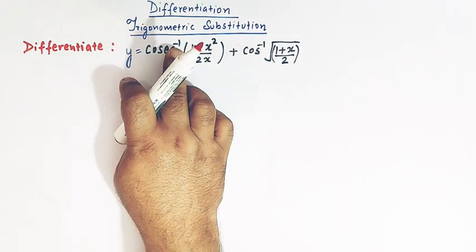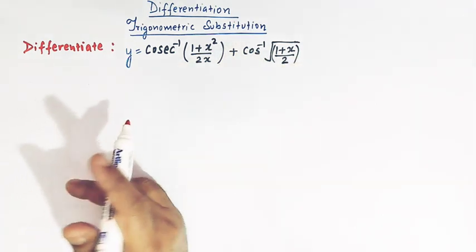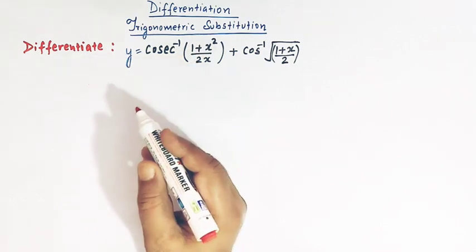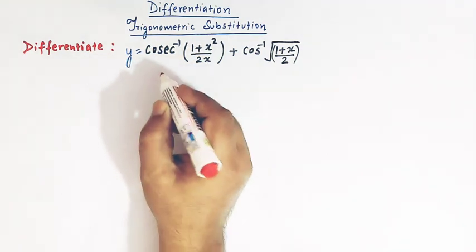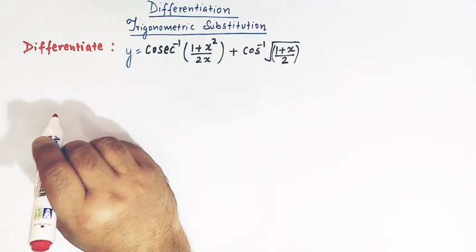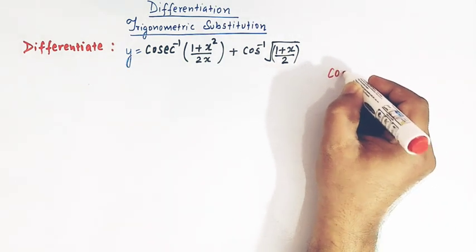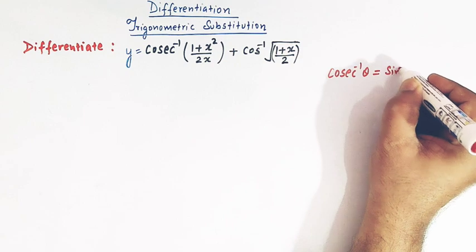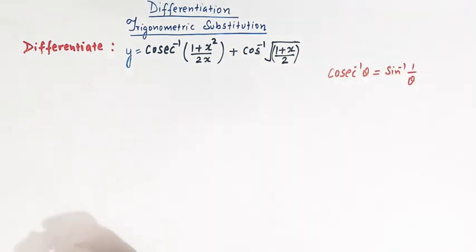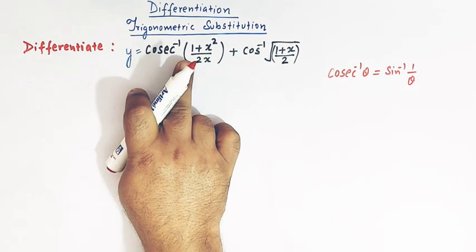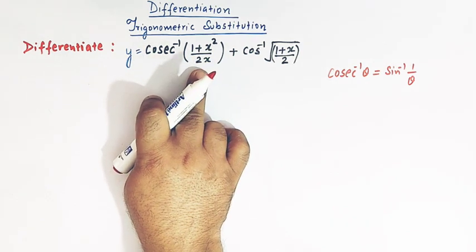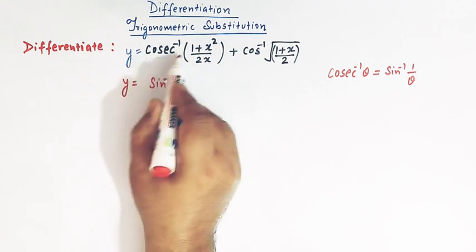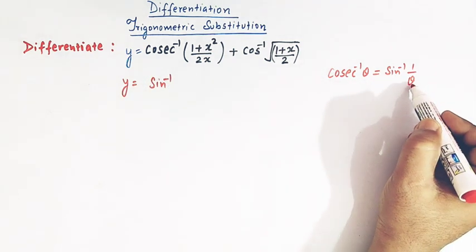The first one is the cosec inverse function and the second one is cos inverse, right? So let us first change this cosec inverse function to the sine inverse function, right? Here we'll use a result from inverse trigonometric functions, that is cosec inverse theta is equal to sine inverse 1 over theta, right? So here theta is (1 plus x square) over 2x. So let us write y is equal to sine inverse. Here we are converting cosec inverse to sine inverse by using this result, right?